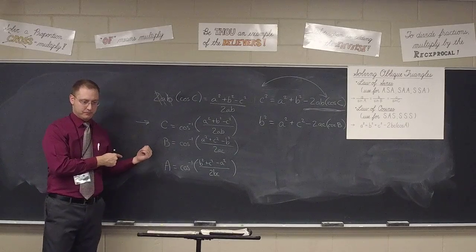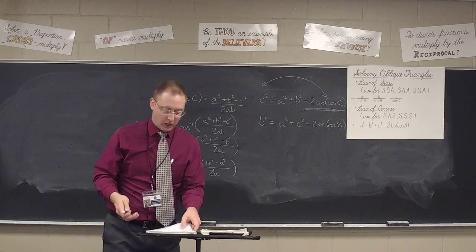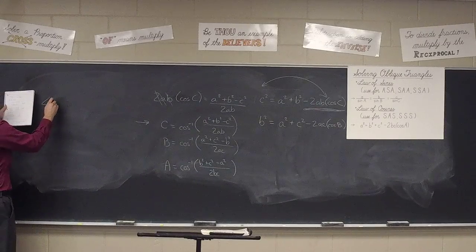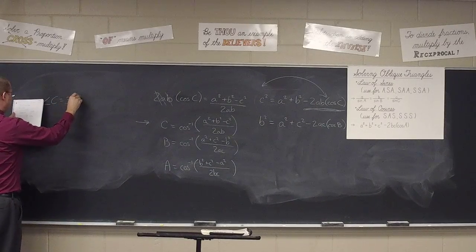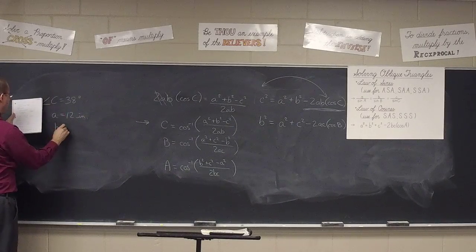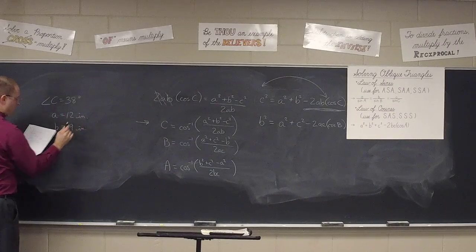Questions on this? All right, so let's actually look at a side angle side triangle. Write this information down if you would. If we know that angle C is a 38-degree angle, if we know that side A is 12 inches, and we know that side B is 19 inches.